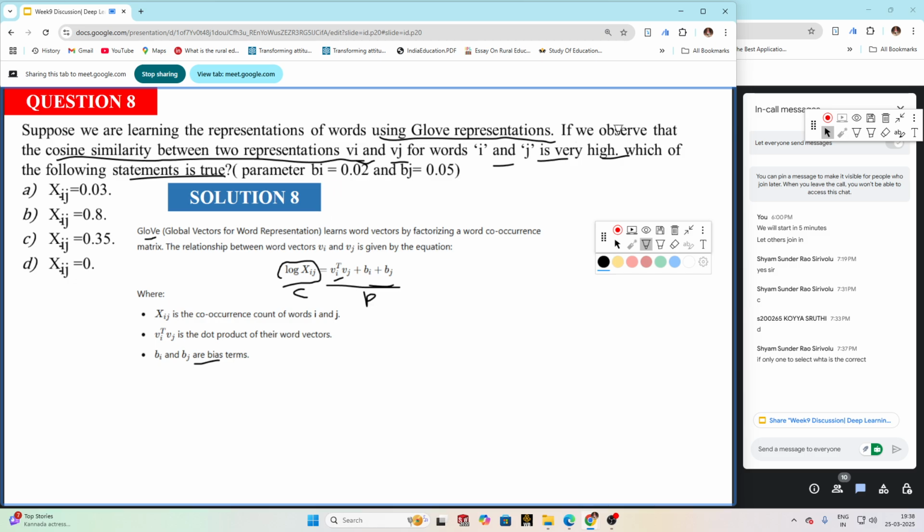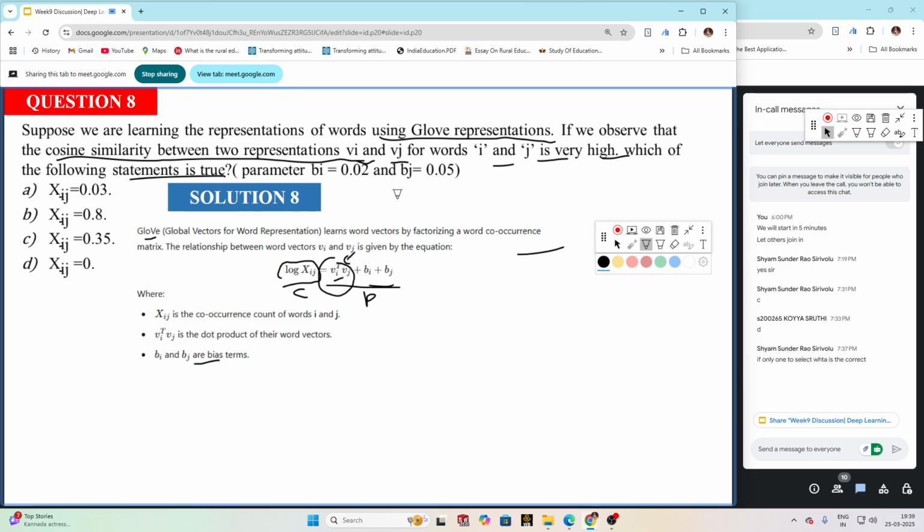Now what has been asked: if we observe that the cosine similarity between the two representations v_i and v_j for words i and j is very high. Where can we use cosine similarity in this formula? We will use cosine similarity for this term, v_i transpose v_j, because here we are using the dot product, and cosine similarity has the dot product at the top and the magnitude of the vectors in the denominator.